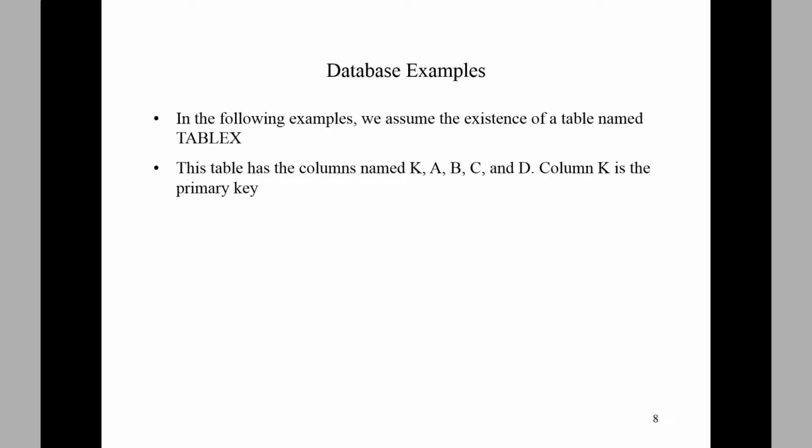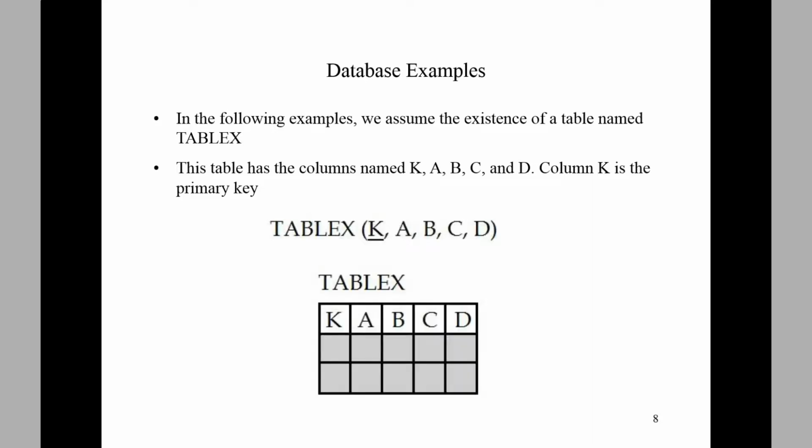Our intention in the next few slides is to present the natural or intuitive nature of query optimization. We'll be using a very simple table named Table X. This table consists of columns named K, A, B, C, and D, and column K is the key. So this is what the basic structure of the table will look like.